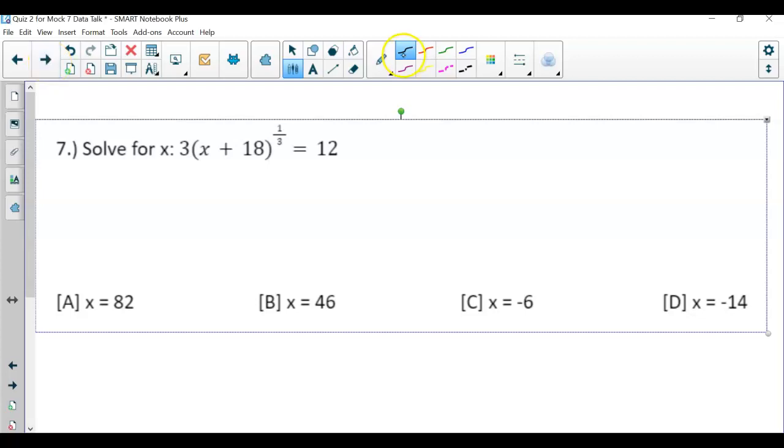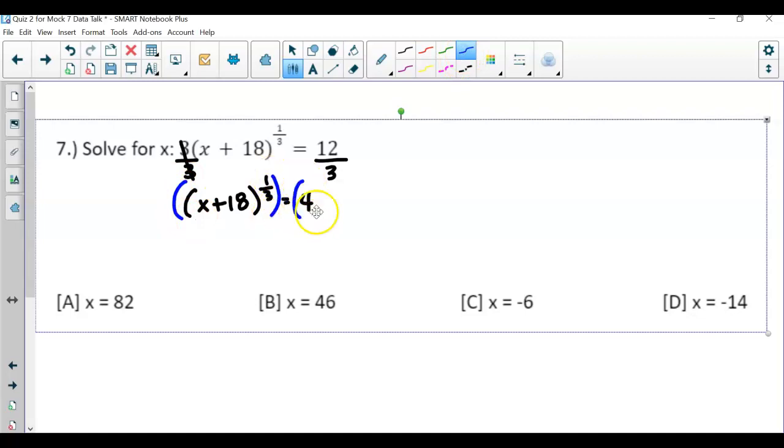So then question number 7. Notice here, same thing. Remember, this 1/3 is like we're solving a cubed root. So we do have a radical here, but it's being multiplied by 3. So first you need to divide by 3 if that value is being multiplied. Now we've got x plus 18 to the 1/3 power, which is now equal to 4.